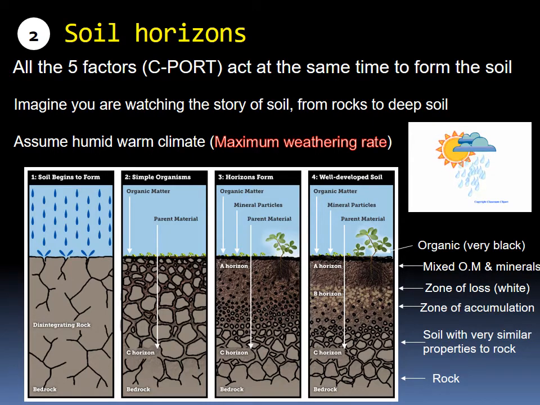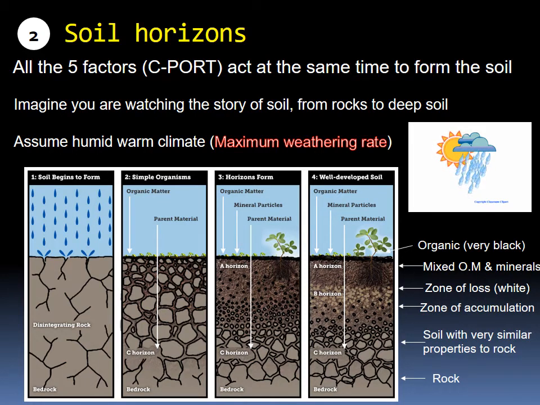And to answer this question, I want you to imagine with me. Imagine you are watching the story of soil formation from the rocks into soil. And I want you to assume that we are in a humid, warm climate, which means that we have a lot of water and we have temperature. So it creates a maximum weathering rate, meaning that the conversion from the rock into different layers of soil would be maximized and very fast.